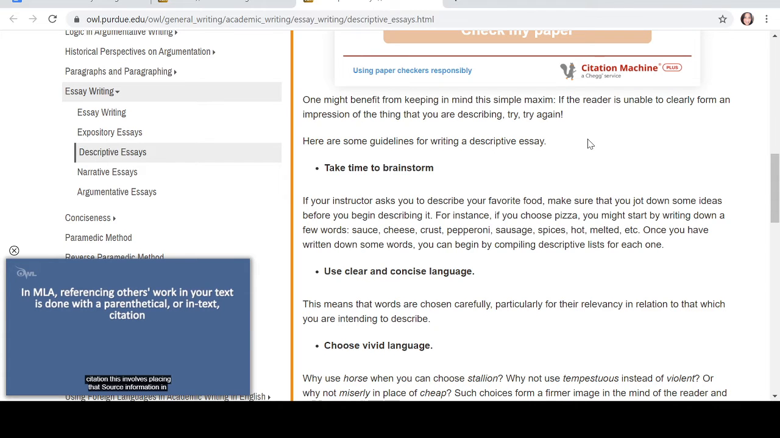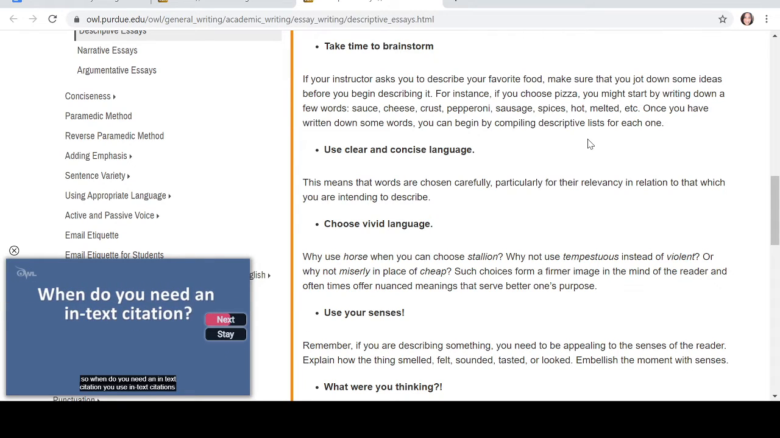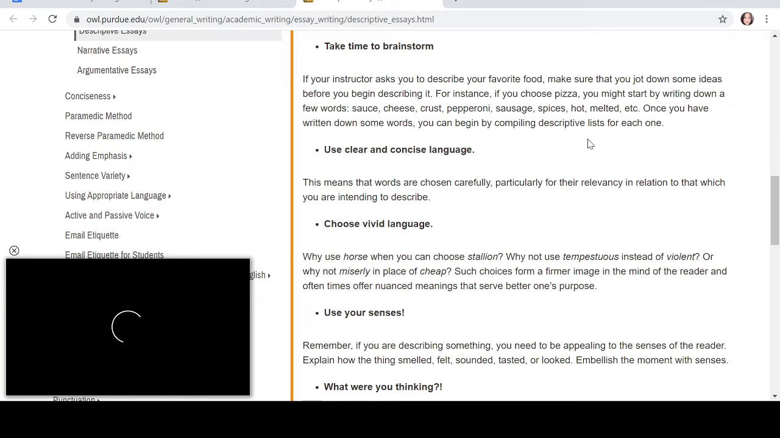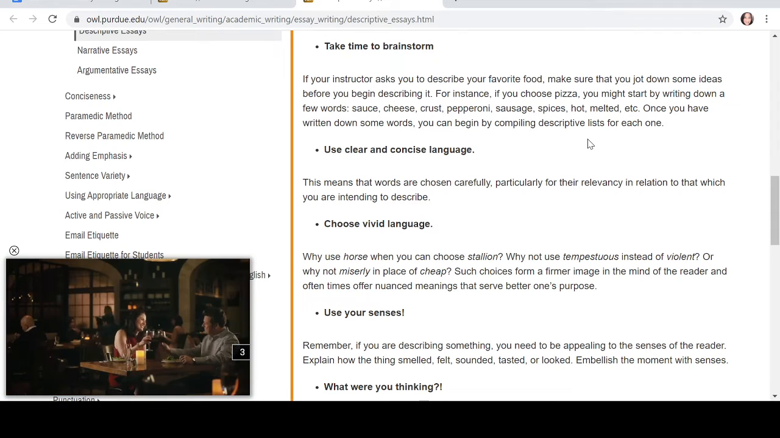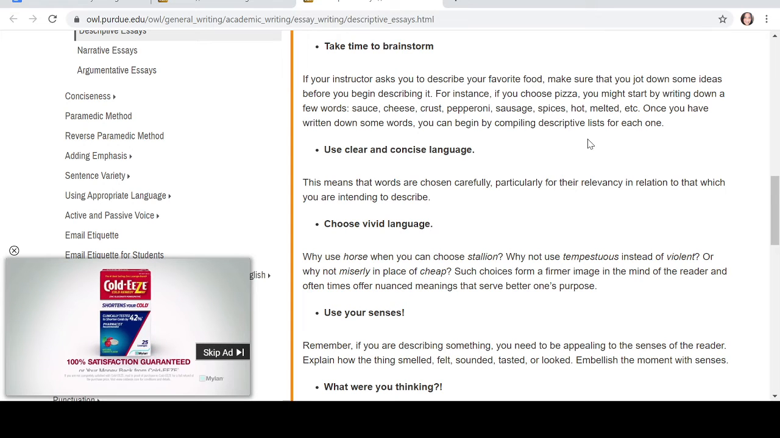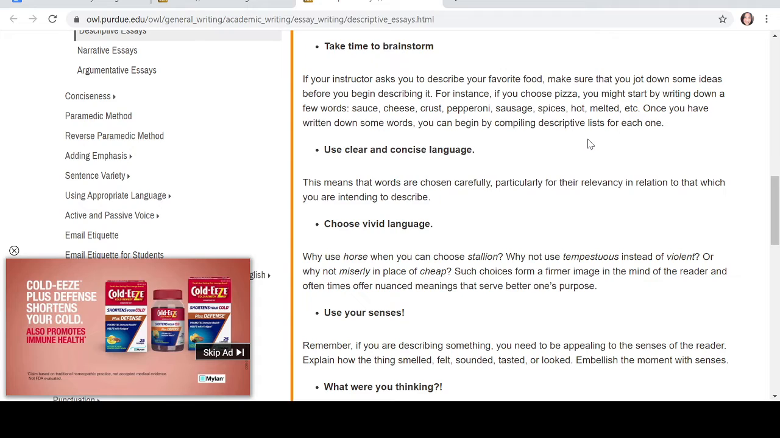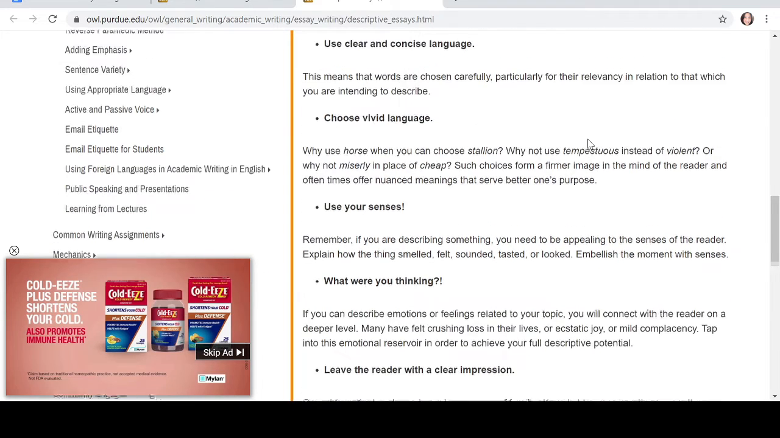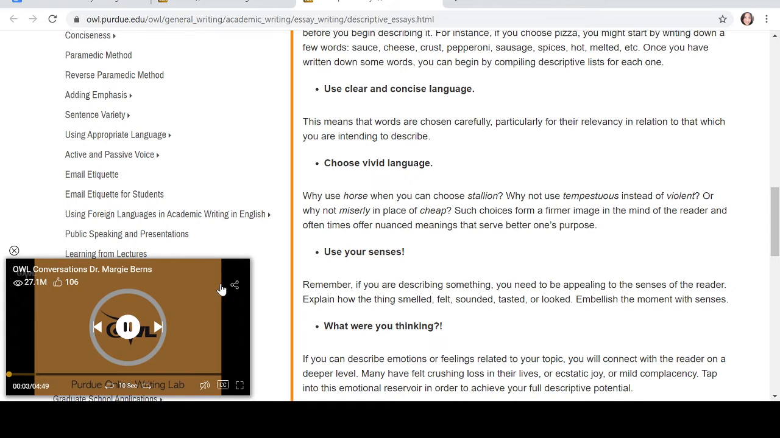Here are some guidelines for writing a descriptive essay. We're going to take time to brainstorm, and that's what we're going to work on today. If your instructor asks you to describe your favorite food, make sure you jot down some ideas before beginning to describe it. For instance, you may choose pizza, and you may start writing down a few words: sauce, cheese, crust, pepperoni, sausage, spices, hot, melted, etc. Once you've written down some words, you can begin compiling a descriptive list for each one. You'll use clear and concise language.